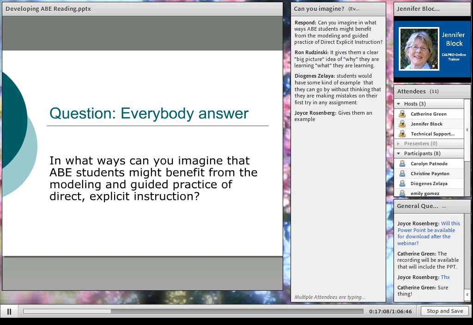Diogenes, thank you. That's also a good example. Often we go ahead and try things, and if you have a clear model, if they have an example to work from, it gives them more confidence.